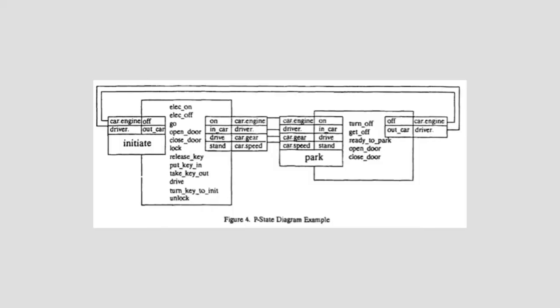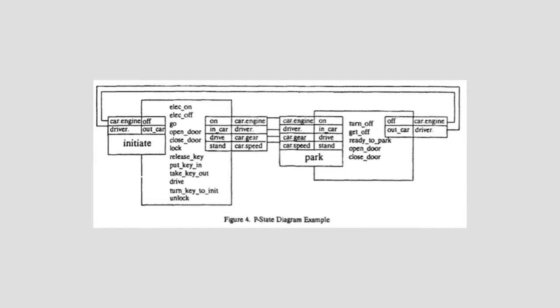This particular diagram is a process state diagram example. What we have here is an example diagram of a car starting up. The boxes that are outside the larger boxes, so for example, car engine driver above initiate, are the entry conditions or entry states of certain artifacts within the system.